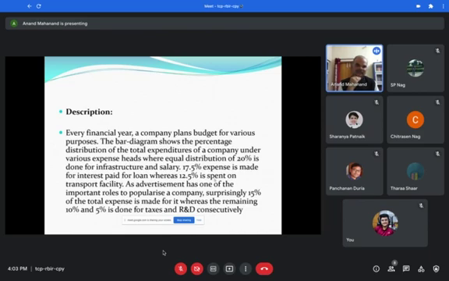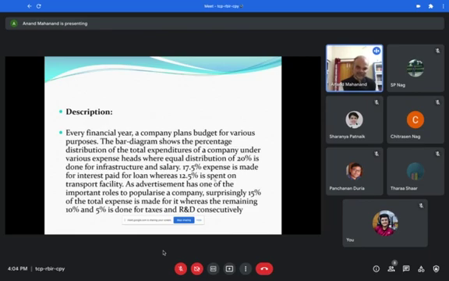Every financial year, a company plans budget for various purposes. The bar diagram shows the percentage of total expenditure of the company under various expense heads, where equal distribution of 20% is done for infrastructure and salary. You note down these points. 17.5% expense is made for interest paid for loans, and 12.5% is spent on transport facility.